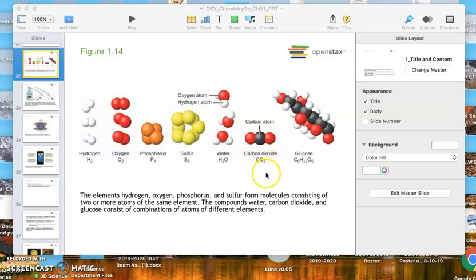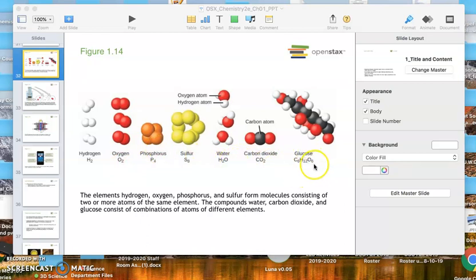CO2 is also a molecule, water is too. Sulfur is a molecule because there are two more atoms there. Phosphorus, P4, is a molecule. O2 is a molecule. H2 is a molecule. So these are all molecules.